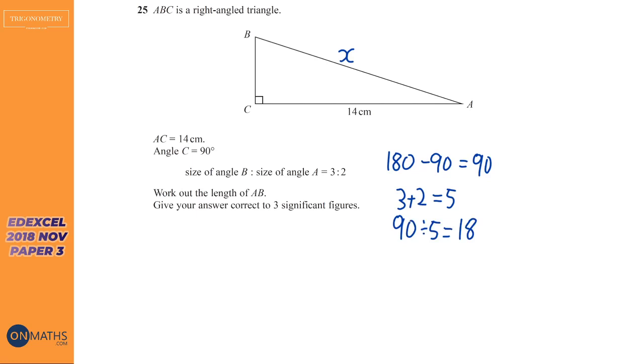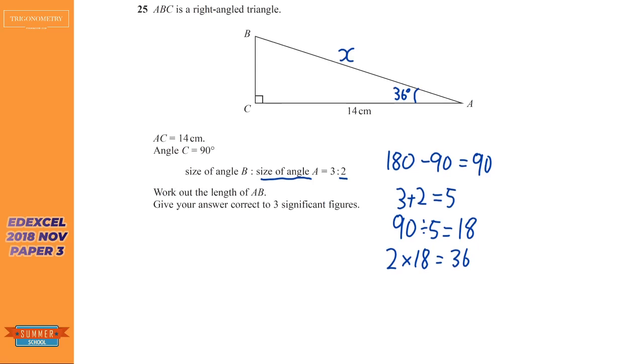Now we've got to figure out whether we're going to go for angle B or angle A. Why not go for angle A? Okay, so we're going to go for angle A. Now angle A is this 2. It has 2 parts. One of them's worth 18, so we're going to do 2 lots of 18, which is 36. So this angle here is 36 degrees. Now if you have any issue with ratios or anything else, just watch the video on ratios earlier in the series. You can find it on the playlist.